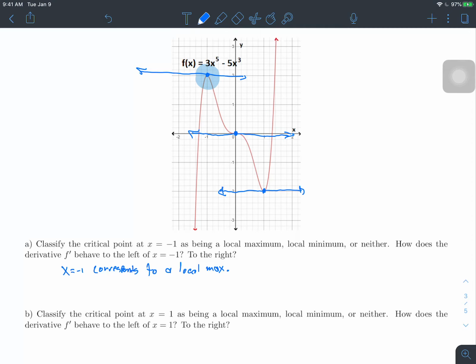Now this document we have is going to ask us a couple of leading questions that are going to help us figure out, if we know that there's a critical point, how do we determine whether or not that critical point is a local maximum or a local minimum or neither without looking at the graph? And the key thing to check is, how does the derivative f prime behave to the left of x equals -1 and to the right?